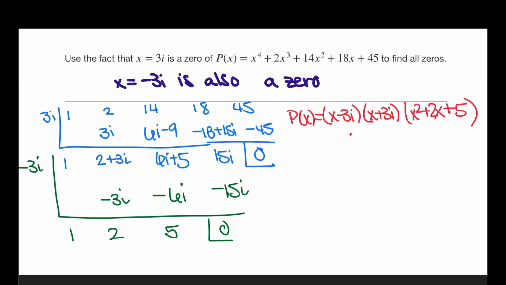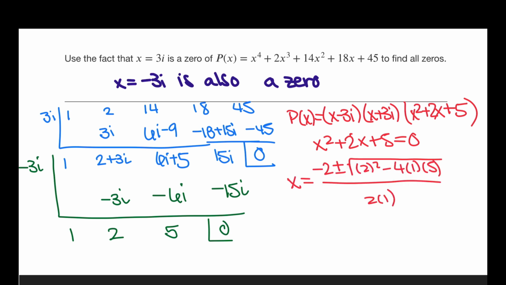So at this stage right now, we have factored or divided out x minus 3i, and then we divided out x plus 3i. After dividing both of those things out, we are left with 1x squared plus 2x plus 5. And that remaining quadratic is something that I can work with. We can set that equal to 0 and try to solve to find the other zeros. x squared plus 2x plus 5 equals 0. I'm going to have to use the quadratic formula on that.